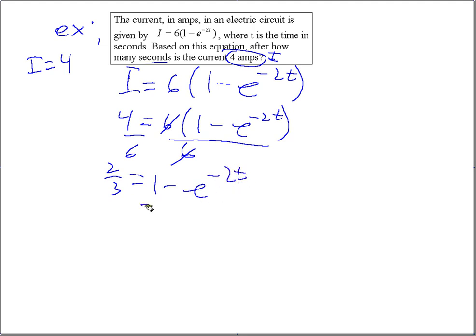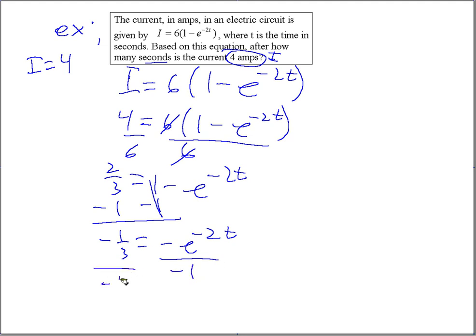How do you solve for t? First, let's subtract the 1. Let's get the 1 over to the other side. 2/3 minus 1 is going to be negative 1/3, if you punch out your calculator or do it by hand, doesn't matter. Negative e to the negative 2t. All right, divide both sides by negative 1. Divide out the negative there, and that will be positive 1/3.